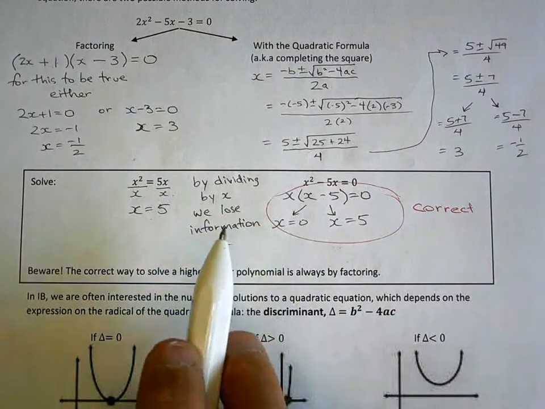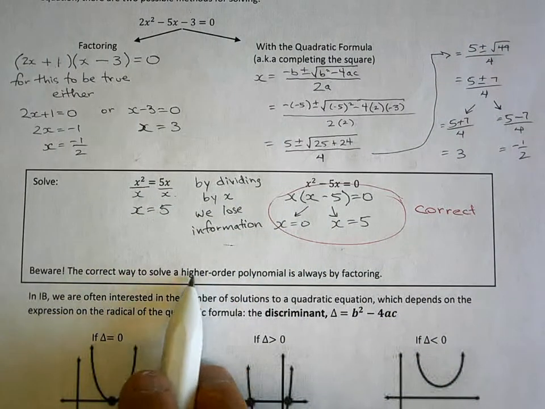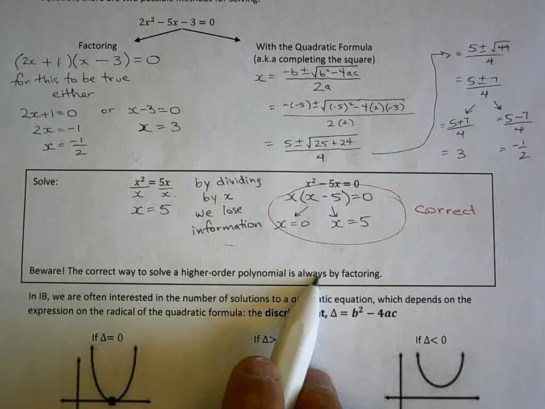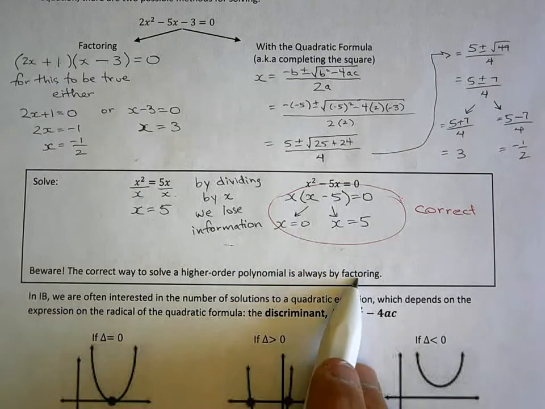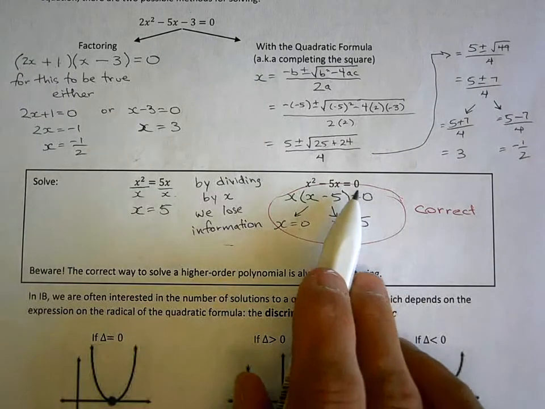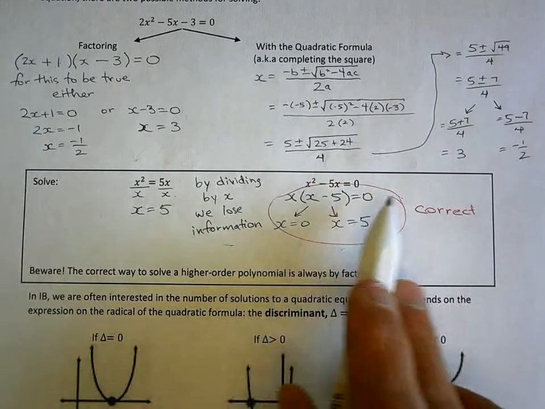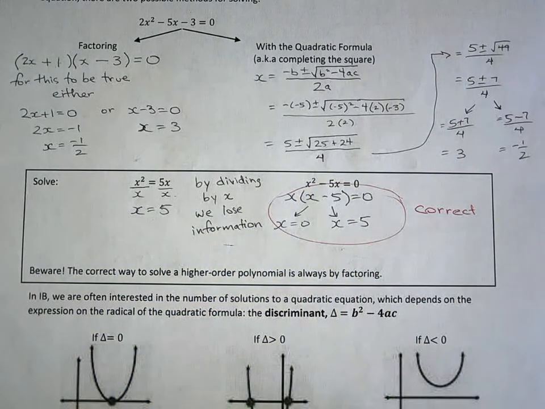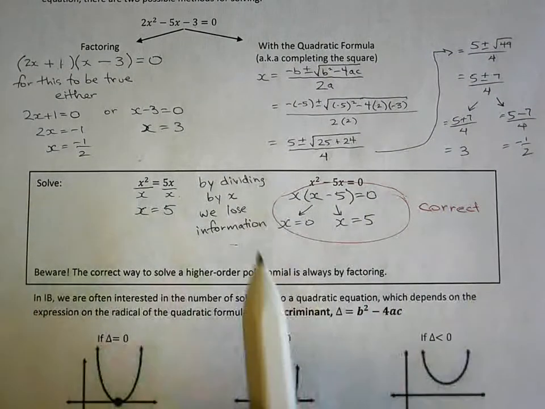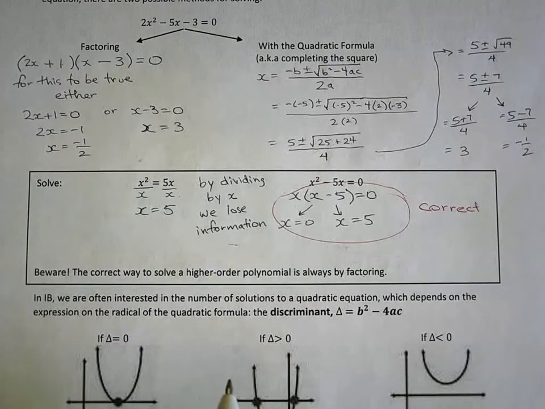When you are given a quadratic or any higher order polynomial, you should solve that equation by factoring. So set it equal to 0, factor the other side, and then set all of your factors equal to 0, and that'll give you your answers. So that's just a kind of discussion about solving equations.